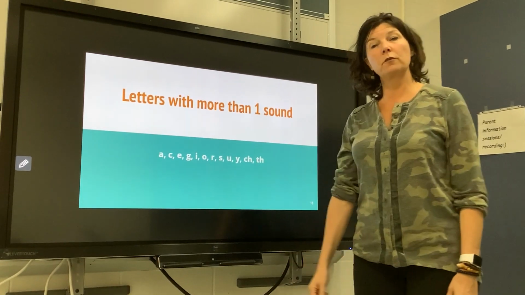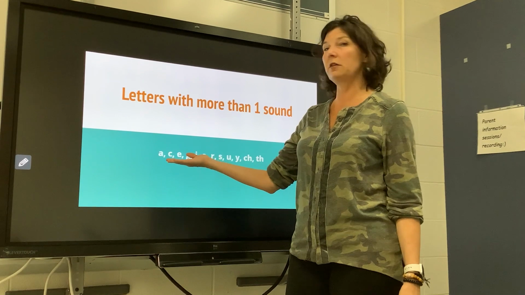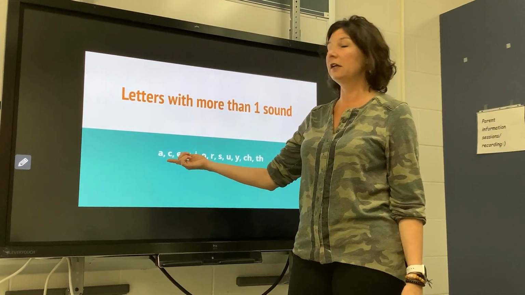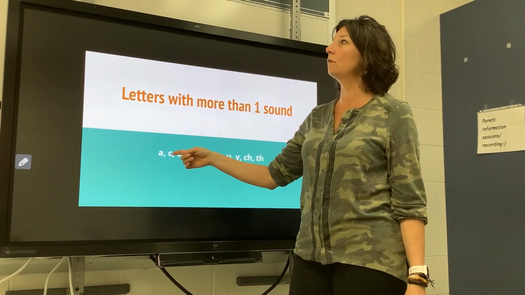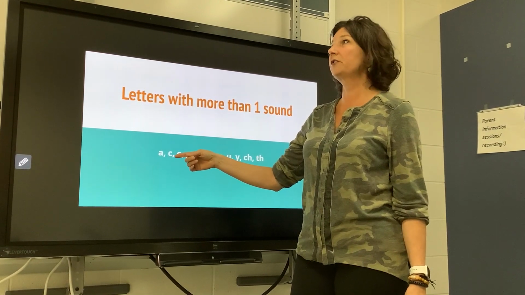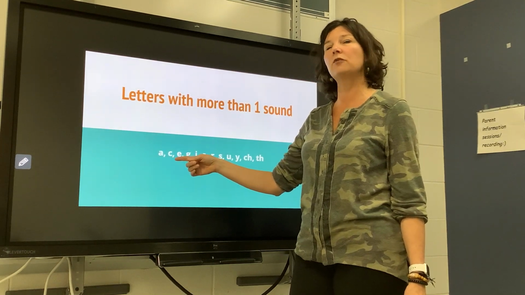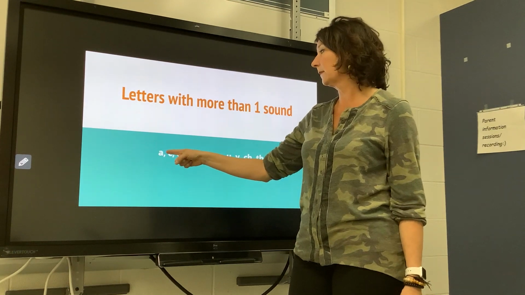These are letters with more than one sound. All of our vowels have more than one sound. We typically have the short and the long sound. So A can also be a schwa, which makes more of an "uh" sound. For example, "about": we don't say "a-bout," we say "uh-bout." That's a schwa. We'll talk about that some other time.